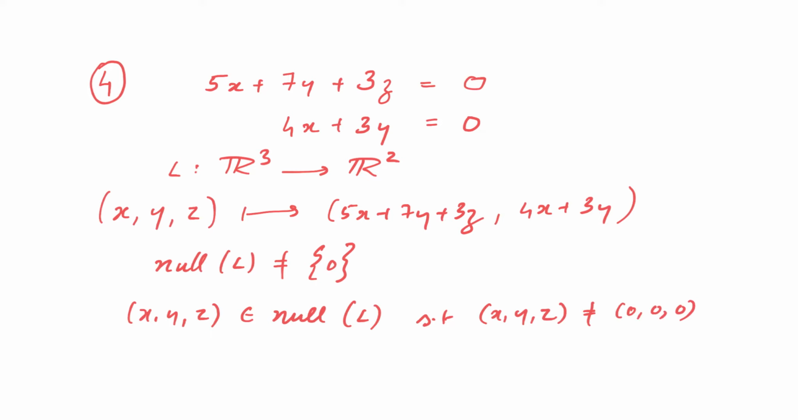But notice that if x, y, z belongs to the null space, then 5x plus 7y plus 3z, 4x plus 3y is the 0 vector in R2. In other words, it's equal to 0, 0. Or 5x plus 7y plus 3z is equal to 0 and 4x plus 3y is also equal to 0. That is, this particular choice of x, y, z is a solution to the system of linear equations. Therefore, we have proved that there exists a non-trivial solution for this system of linear equations.